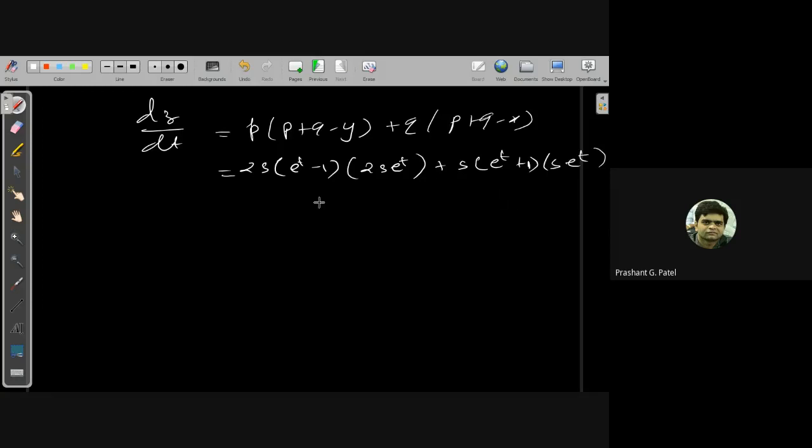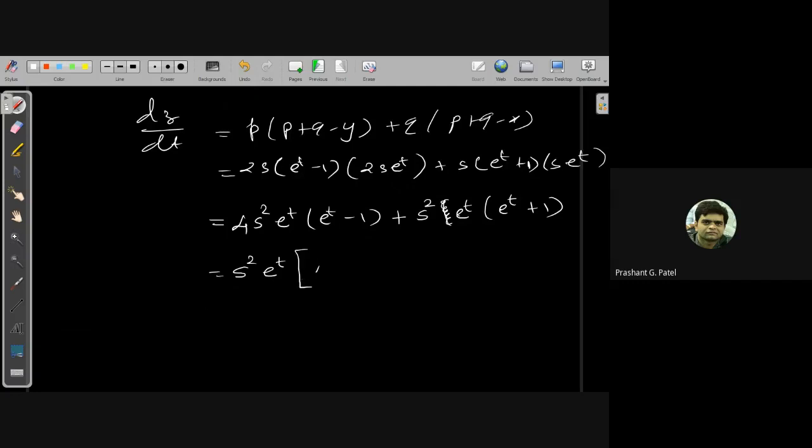If we simplify this whole quantity, then what do we get? Let's see. We'll get 4s² e^t (e^t − 1) + s² e^t (e^t + 1). If I multiply this inside e^t, we can take s² e^t common out. s² e^t is common. Inside the bracket we got 4e^t − 4 + e^t + 1.